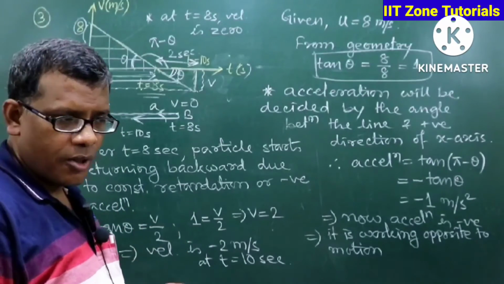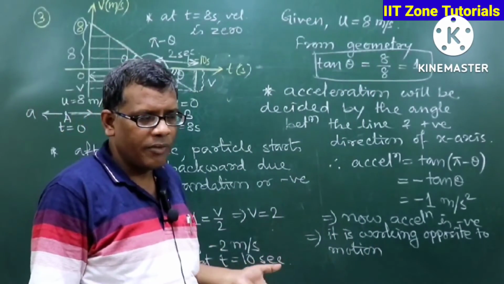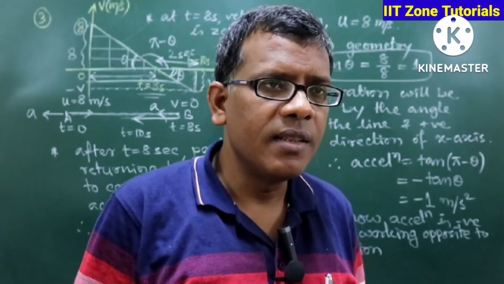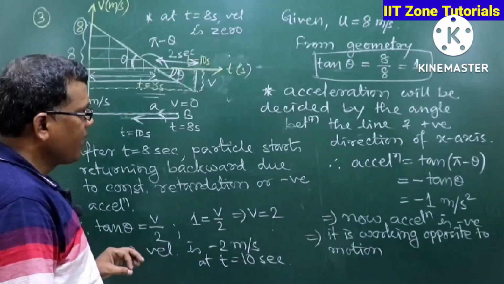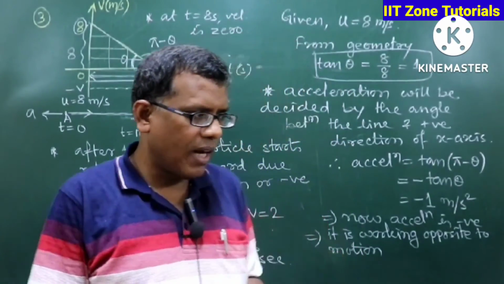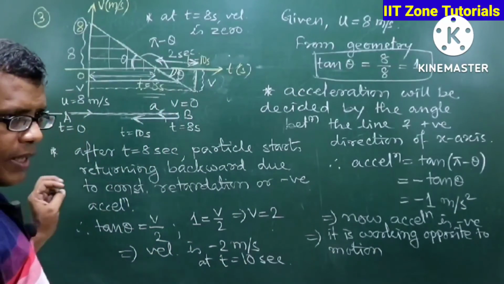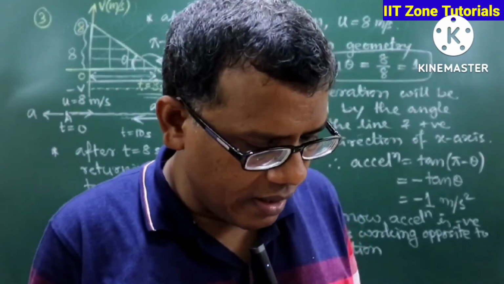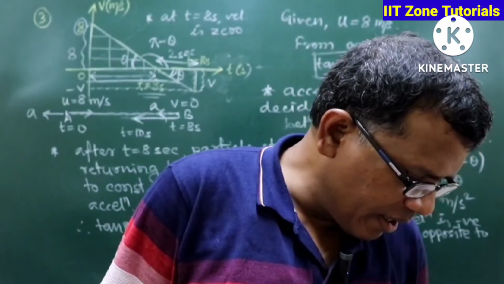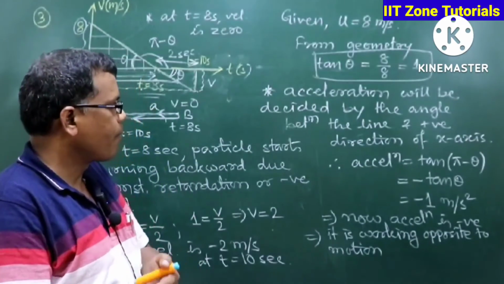So the answer will be yes or no. Is it going under equal value of displacement and distance traveled? Who will give me the answer of the last part? There was a third part of this question where I asked, is it going equal displacement and distance traveled? Siddharth is saying no. Siddharth, can you give me the reason why displacement and distance measure won't be the same?